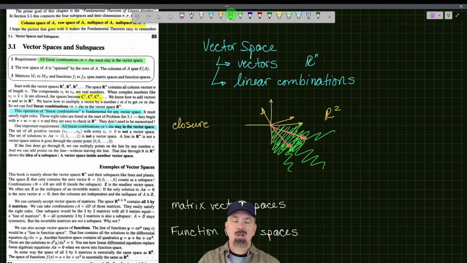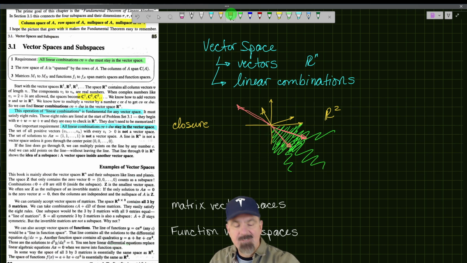But what happens if I take one of these and I multiply it by a scalar, specifically a negative scalar? Let's say I take this first one and multiply by -1. Then I have this vector. That vector does not lie in the third quadrant. So the third quadrant is not closed under scalar multiplication. That means it can't be a vector space. In order to be a vector space, it has to be closed under all possible linear combinations. So all scalar multiplication, all vector addition.